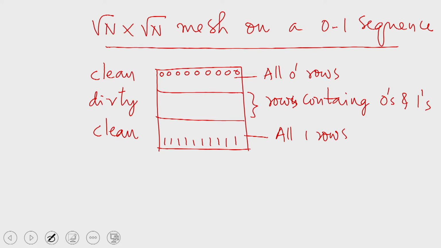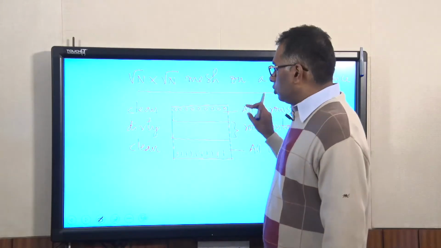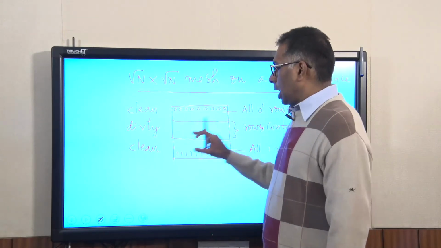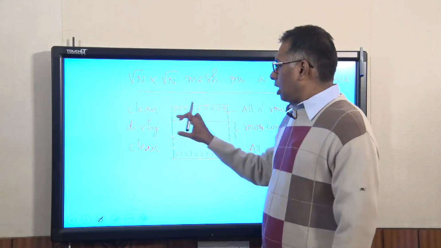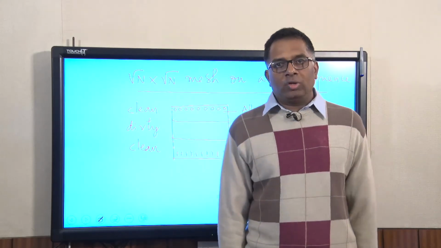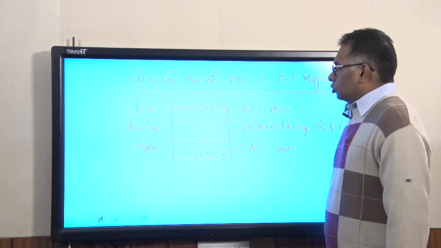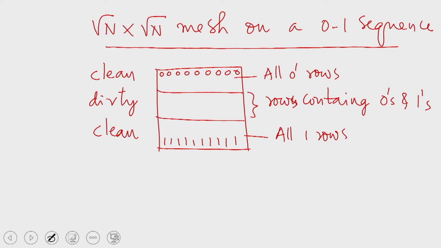So, a clean row is one in which every element is the same, either all are 0 or all are 1. So, we assume we have a clean band at the bottom as well as at the top, and in the middle we have a dirty band. A row is dirty if it has both zeros and ones. So, of course, in the beginning the clean bands could be of size 0. Initially, there could be no clean row at all. It is possible that there is not a single clean row to begin with.